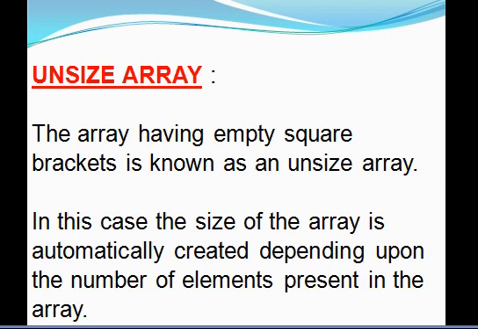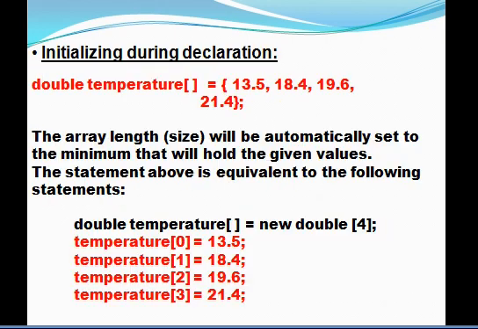Now before this slide you have seen that we are going to allocate the memory to the array. If we don't do it, then it will be called as an unsized array. The array having empty square bracket is known as an unsized array. In this case, the size of the array is automatically created depending upon the number of elements present in the array. What does that mean? Let us see an example.